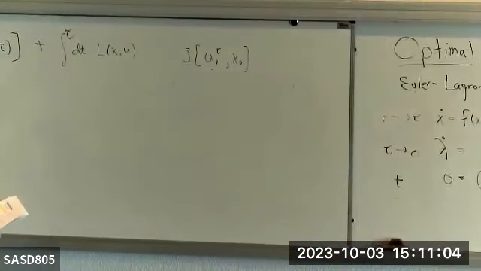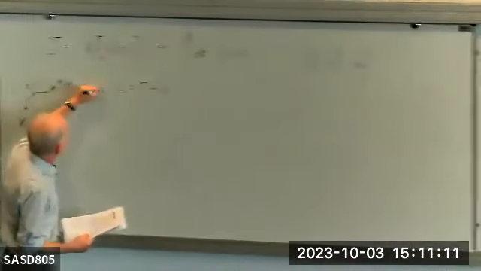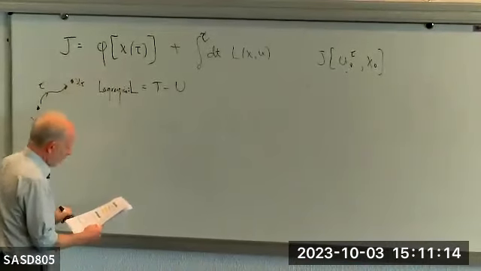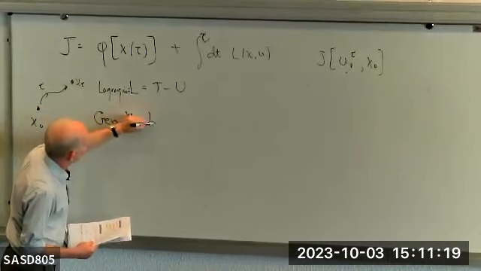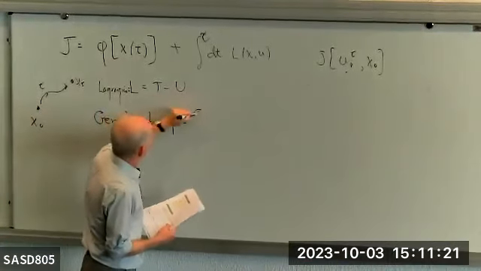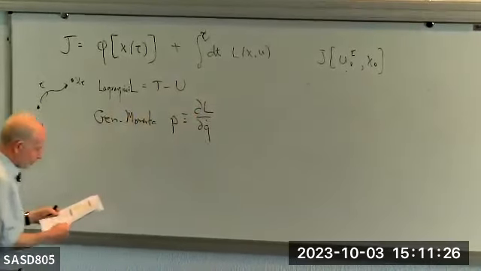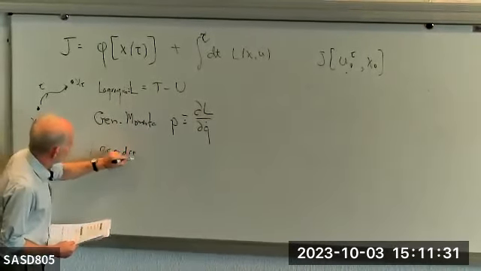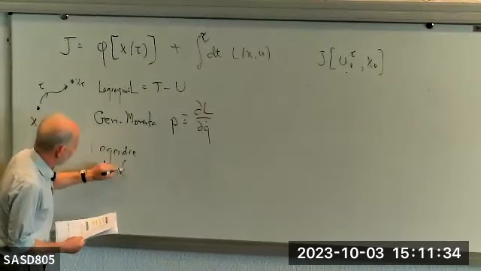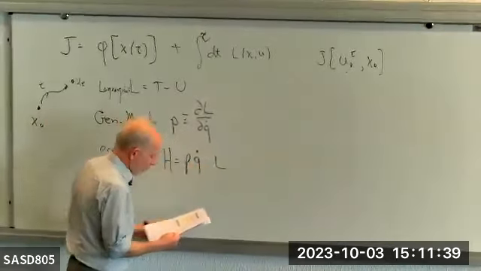So if this were classical mechanics, the Lagrangian would be kinetic minus potential energy, and that's the Lagrangian. Then we would define generalized momenta, p defined as dL/dq dot. And then we would do a Legendre transformation, defining H as p q dot minus L.